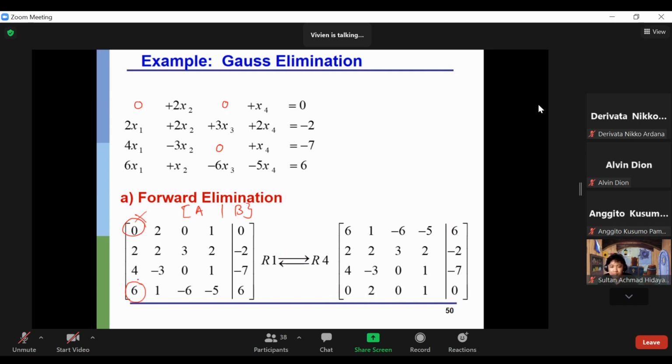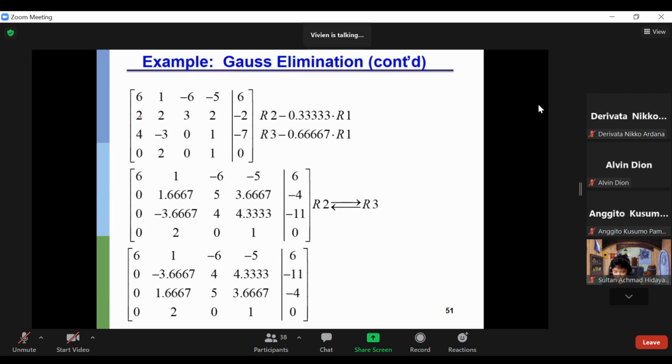When we change the position of the row, all of the elements in the row will be switched, because this means switching the equation, so all of the elements here should follow. Okay, so we're switching that, so now the first row becomes 6, 1, minus 6, minus 5, and 6. So this now becomes the pivot. And once we have this value, now we have to make 0 for the rows below in the first column.